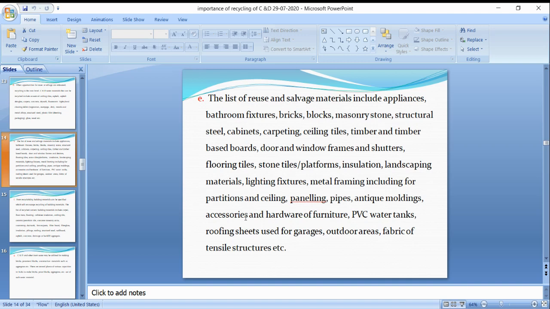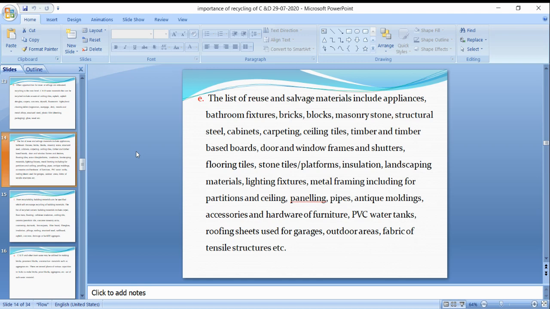So the list of reuse materials includes the appliances, bathroom fixtures, bricks, blocks, masonry stone, structural steel, cabinets, carpeting, ceiling tiles, timber and timber based boards, door and window frames and shutters, flooring tiles, stone tiles, platforms, insulations, landscaping materials, lighting fixtures, and metal framing, including for partitions and ceiling, paneling, pipes, antique moldings, accessories, and hardware of furniture, PVC water tanks, roofing sheets, and those used for garbage, outdoor areas, fabric of tensile structures also.